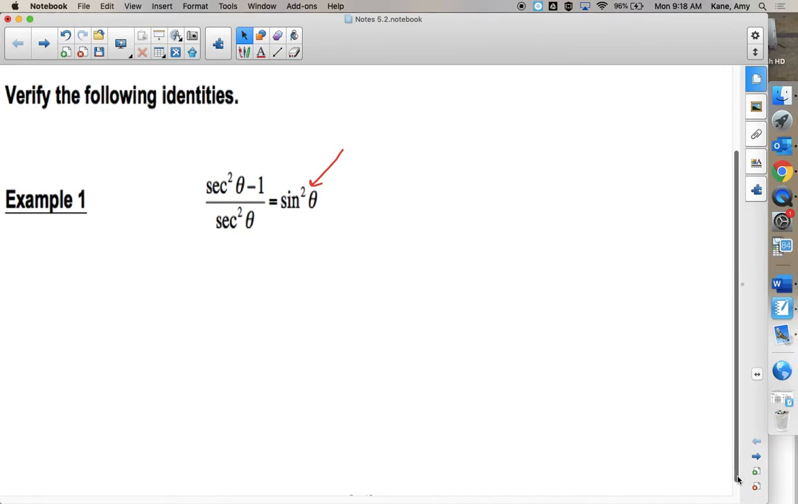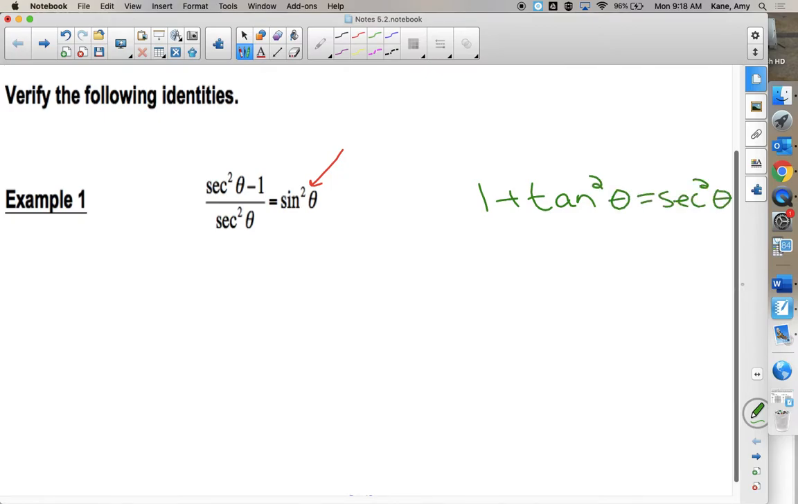Can those secant squares just magically cancel? No. I know, it'd be nice, but the top is a quantity. A quantity is grouped together with a plus or a minus. You can't separate them. Is there an identity that we can use to try and change it? What identity can we use? 1 plus tangent squared equals secant squared. So, the identity 1 plus tangent squared equals secant squared. If we just bump this little 1 to the other side, we can take this part out and replace it with tangent squared.